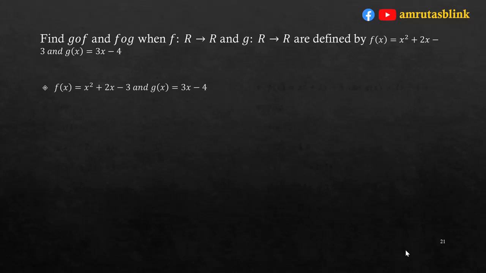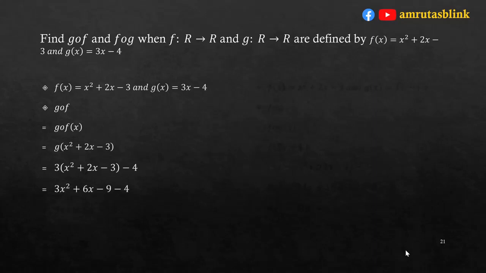Now, g of f is equal to g of f of x, that is g of x square plus 2x minus 3. Now, what is g of x? g of x is equal to 3 into x minus 4. Hence, it is equal to 3 into bracket x square plus 2x minus 3 minus 4 as it is. So, 3x square plus 6x minus 9 minus 4, that is 3x square plus 6x minus 13.